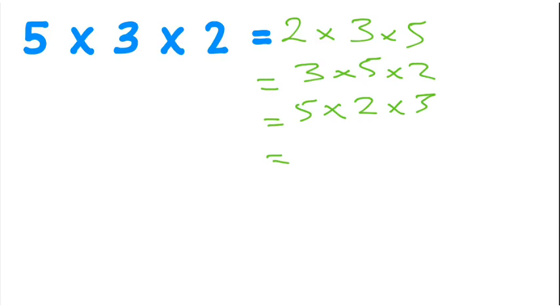So if I just do this last one, 10 times 5, or 5 times 10, 5 times 2 is 10, and then 10 times 3 is 30. And I'll get to that answer 30 no matter which order I do it in.